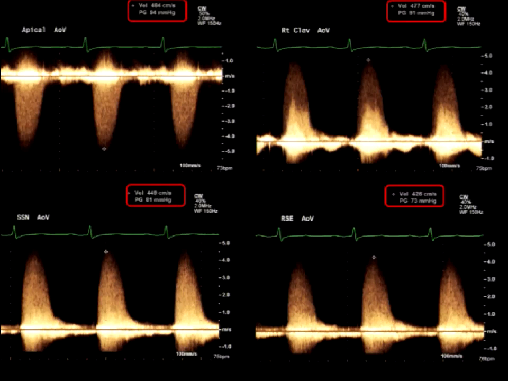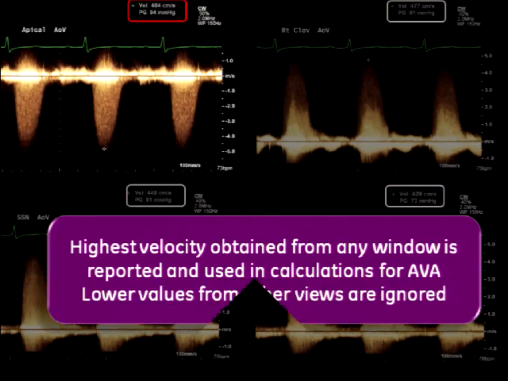So here's our set of images. So we've got here traces from the apex, right supraclavicular, right suprasternal notch and the right sternal edge. Now the guidelines say that we should use the velocities from the window that provides the highest signal. So the highest velocity obtained from any window is reported and used in the calculations for aortic valve area. So in this example, this would be from the apical window. And the lower values from other windows are ignored. So we're only averaging velocities from the window that provides the highest signals.